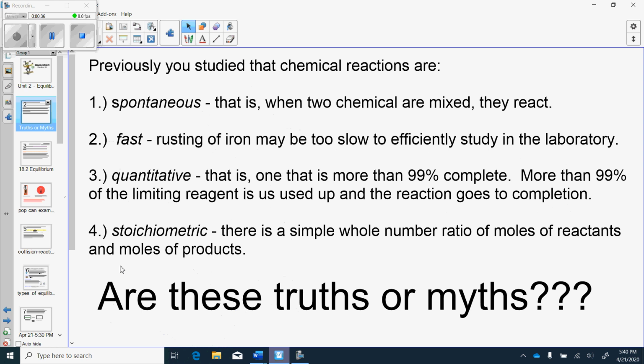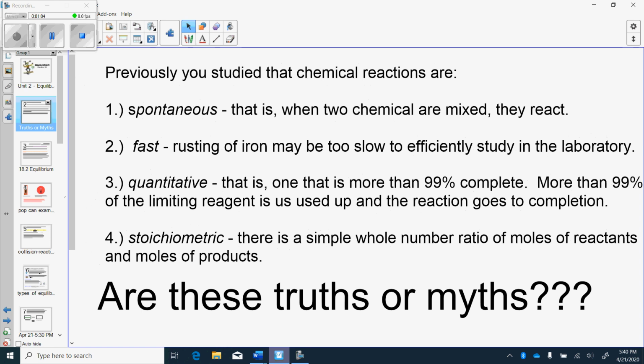If we pop over here, you'll see they may look familiar. These were the requirements or stipulations needed in order for us to talk about stoichiometry in grade 11. We talked about reactions being spontaneous, so we didn't have to wait for them. They were going to occur right away. We wanted them to be fast, right? We didn't want to wait around in the lab waiting for them to be completed, so we wanted quick, fast reactions. We wanted reactions to be quantitative. We're going to see, is this still true?